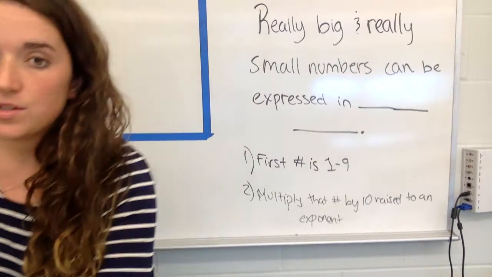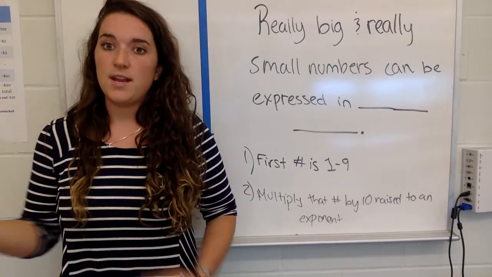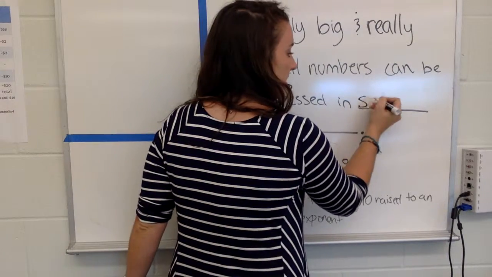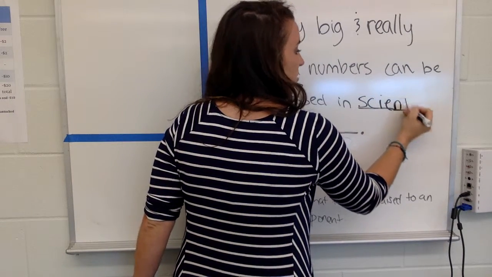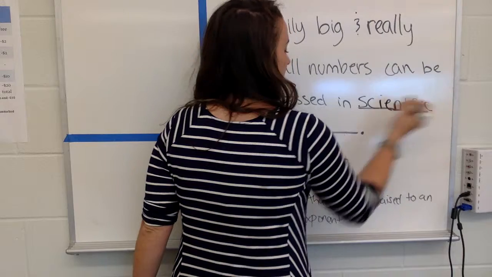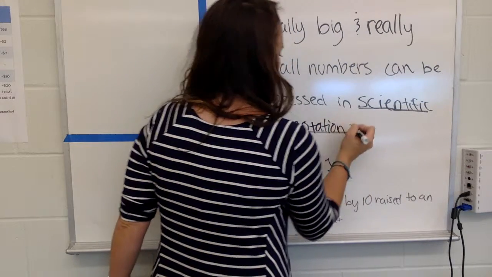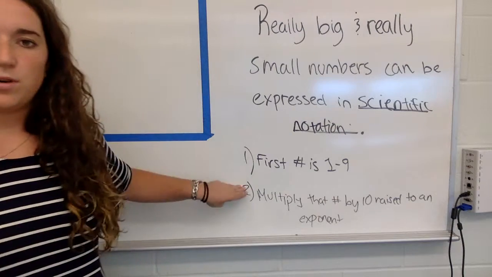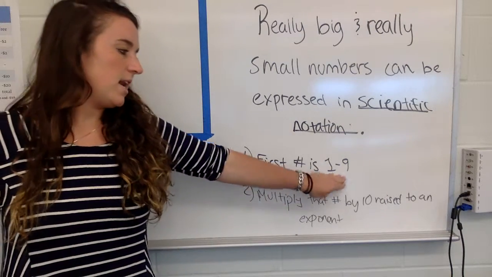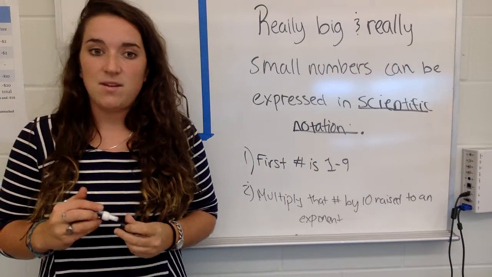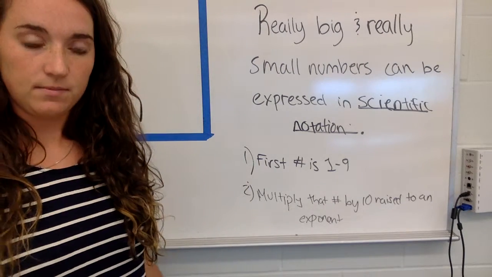We're going to start by filling in our guided notes, which are the same as yesterday. Really big and really small numbers can be expressed in scientific notation. This is just a shorthand way of writing really big and really small numbers. Then write down our two rules. The first number is between 1 and 9, and we multiply that number by 10 raised to an exponent.